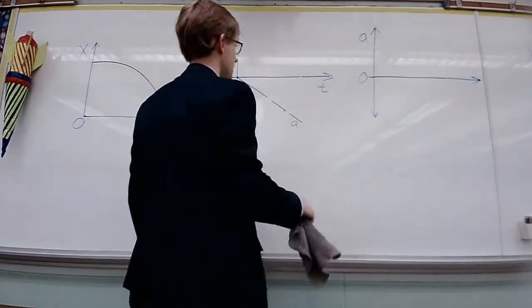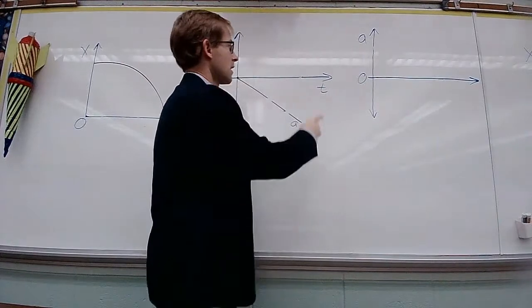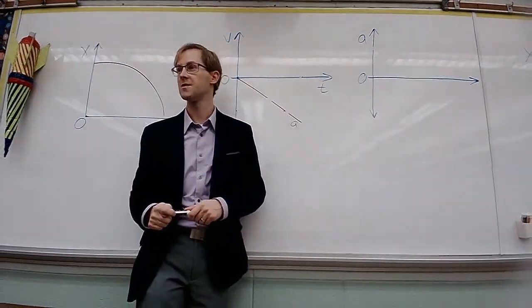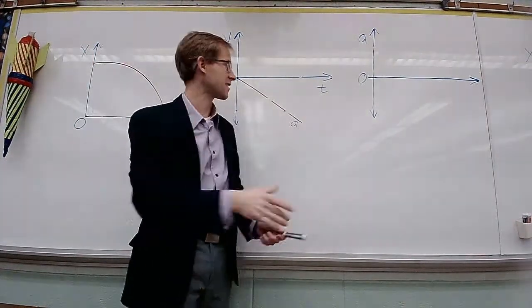So we've got ourselves that line right there. And the acceleration time graph. Is the acceleration positive, negative, or 0? Negative, because it's a negative slope. Very good.